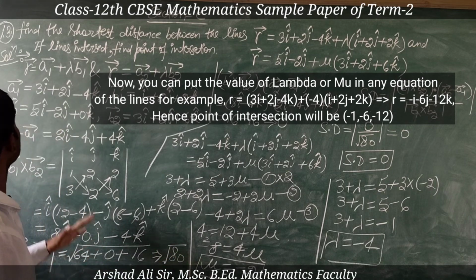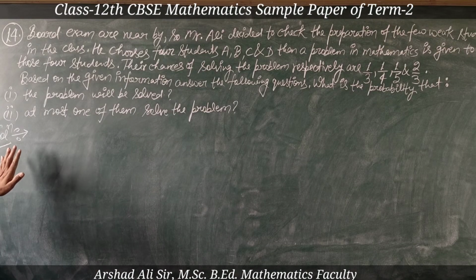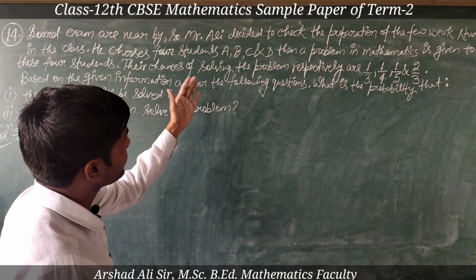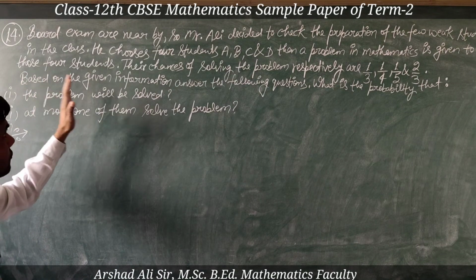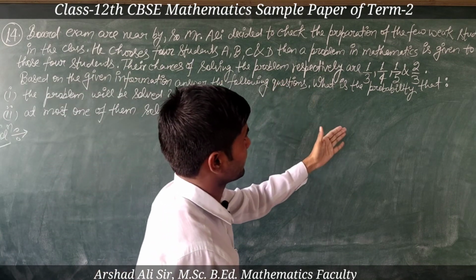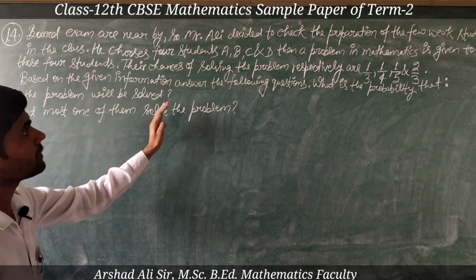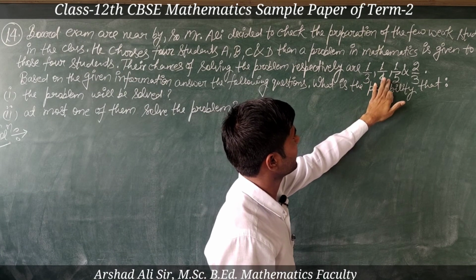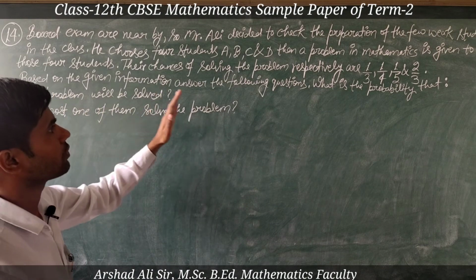Okay student, it was your question number 13. Now we will start question number 14. We are given that board exams are nearby, so Mr. Ali decided to check the preparation of a few weak students in the class. He chooses 4 students A, B, C and D. Then a problem in mathematics is given to the 4 students. Their chances of solving the problem respectively are 1 by 3, 1 by 4, 1 by 5 and 2 by 3. Then based on the given information, answer the following questions.